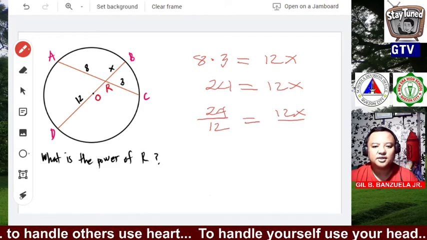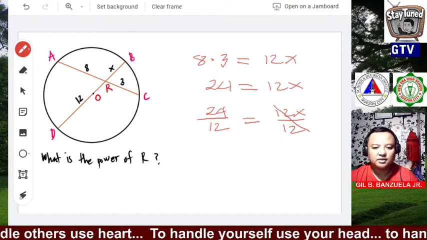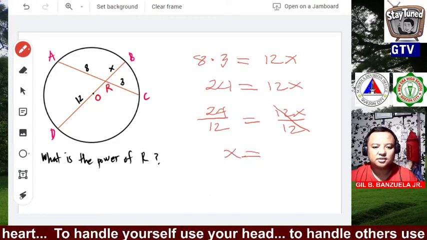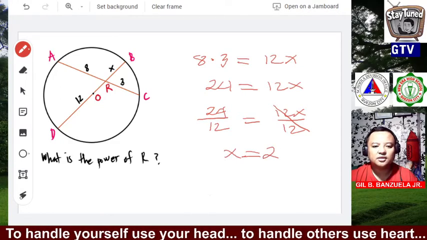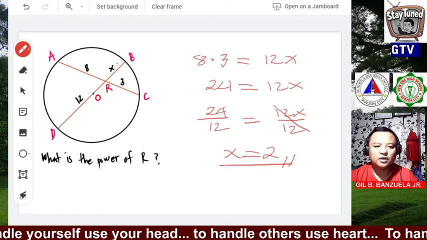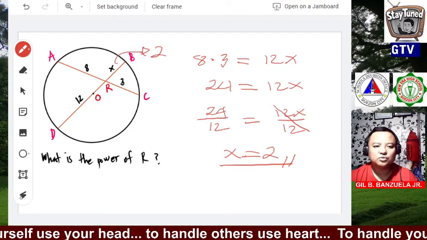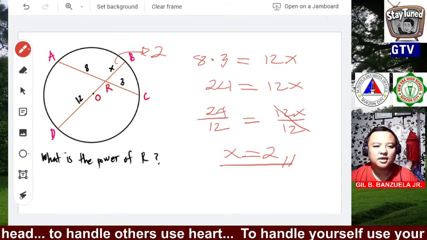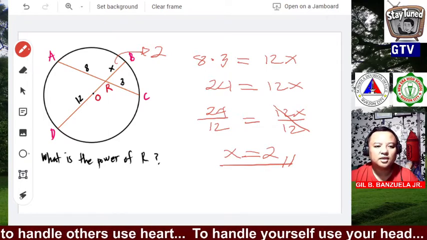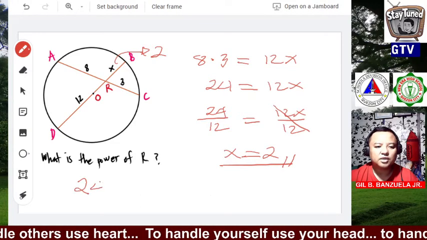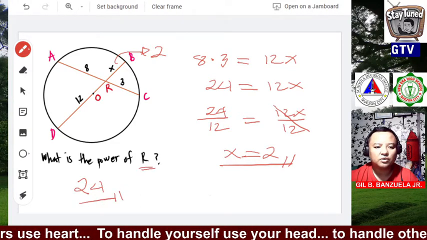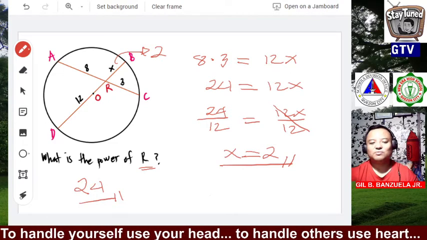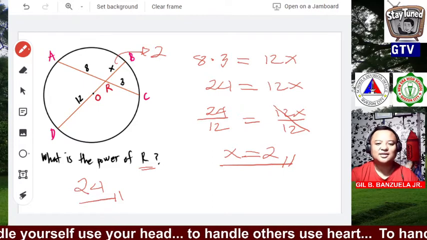That's how easy it is, guys, very basic. 12 divided by 12 is equal to 1, so what is left is X. Then, 24 divided by 12 is equal to 2. Therefore, X is equal to 2. So, what is the power of R? Very easy, guys. 12 times 2 and 8 times 3 is equal to 24, and that is the power of R. I hope you enjoyed it because it's really easy.